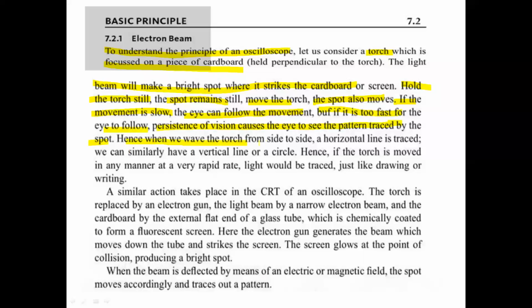Hence, when we wave the torch from side to side, a horizontal line is traced. We can similarly have a vertical line or a circle. Hence, if the torch is moved in any manner at a very rapid rate, light would be traced just like drawing or writing. Okay, next.